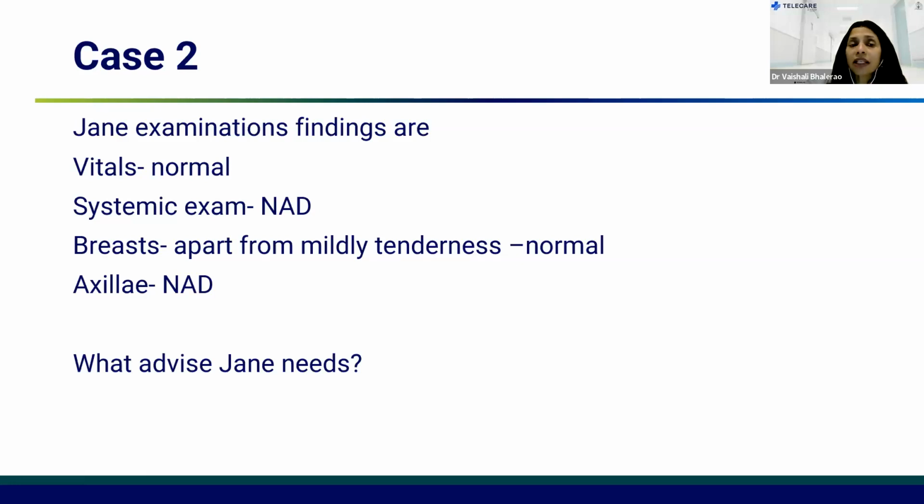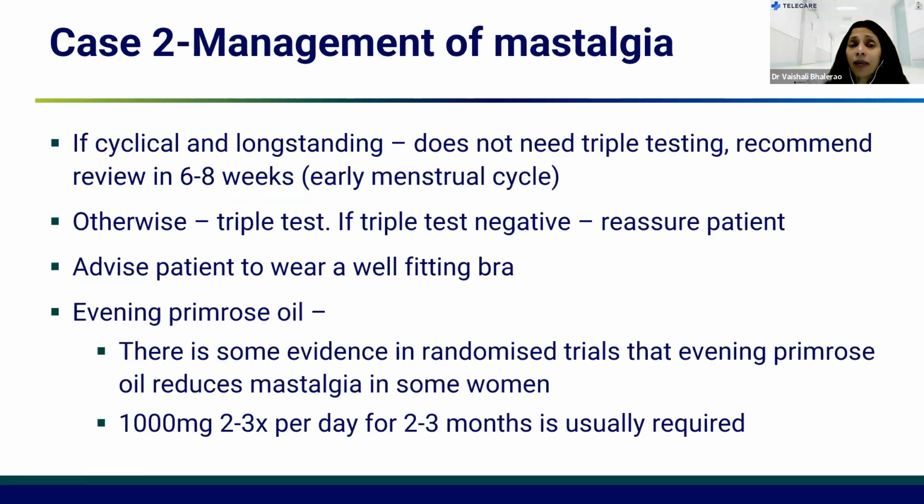So what advice Jane needs? If it is cyclic long-standing pain, she does not need triple testing. So we can recommend review in 6 to 8 weeks time, especially in early menstrual cycle. If it is something new and in early menstrual cycle also she's having tenderness, then you can get the triple test done. If triple test is negative, then reassure the patient. Advise patient to wear a well-fitted bra.